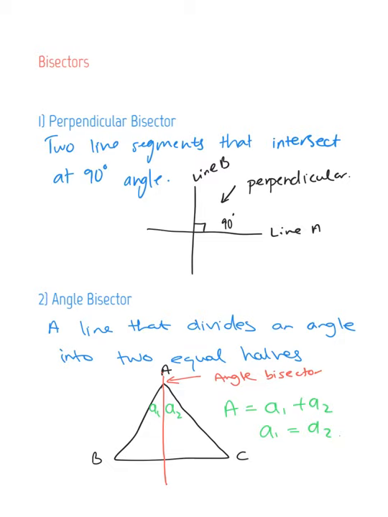So during this lesson, we had a look at a few things. We had a look at types of angles at a point and also in parallel lines, and we also had a look at bisectors.